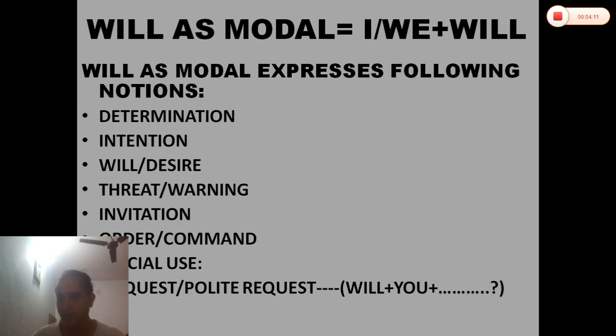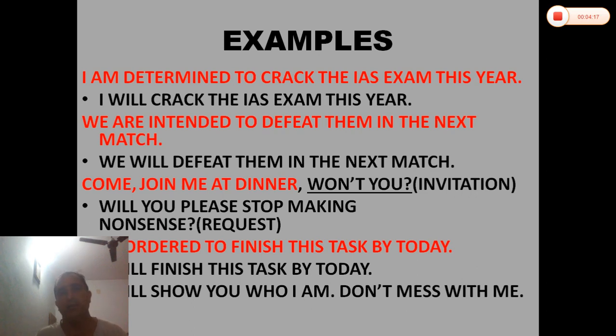Will you, and a question mark at the end of the sentence. Some examples: I am determined to crack the IAS exam this year. I will crack the IAS exam this year. We are intended to defeat them in the next match. We will defeat them in the next match.